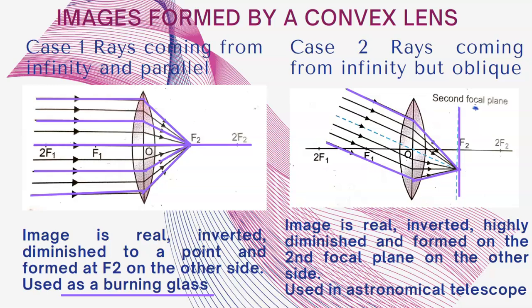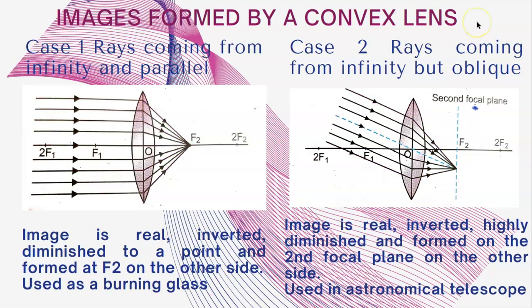So, case 1, we should understand the difference. In case 1, image is formed at F2, real image, while in case 2, image is not formed at F2, it is formed slightly below F2 in the second focal plane. There is a difference. We are supposed to remember the characteristics of the image formed as well as the use of these two particular cases.